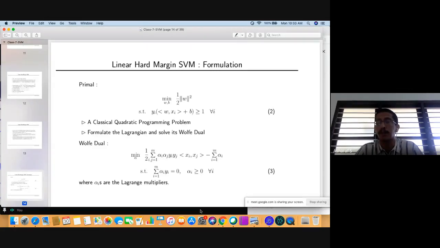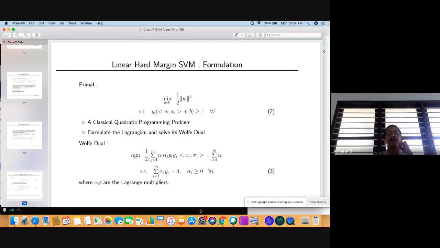Minimize over W, b half of norm W square, where the half is again introduced just for mathematical convenience, such that the correct classification is achieved. yi into W transpose x plus b is greater than or equal to 1 because it's correct classification. That's the representation. So every point has to be at the functional margin of 1 or more, because you don't allow anybody in between. And this is the classic quadratic problem.